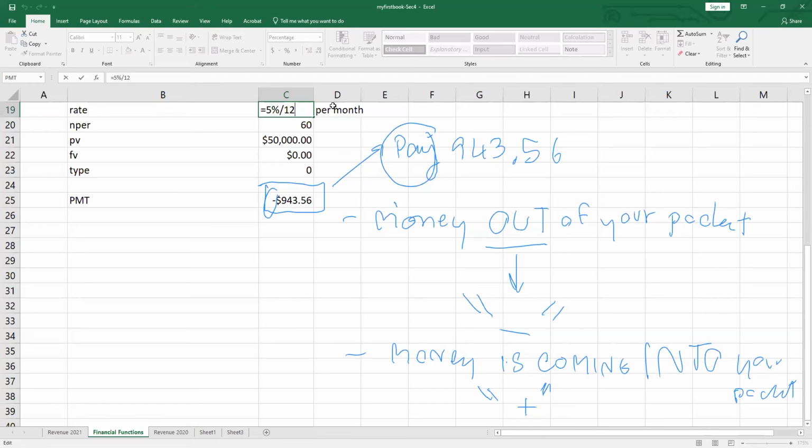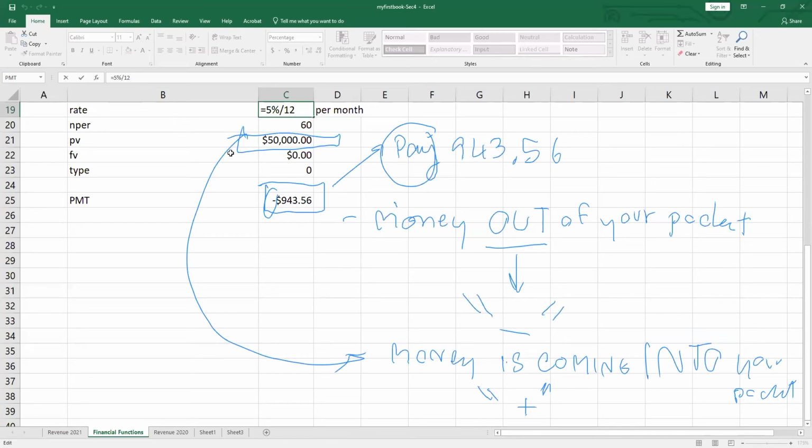So in this one, you can see that for the PV, we enter 50,000 and we didn't change anything. Why is that? Because PV is the present value. In this case, it is the amount of money that we get from the bank. The money is coming into your pocket. That's why we put a positive value. And for PMT, you pay out the money every month. That's why the amount of money is negative.